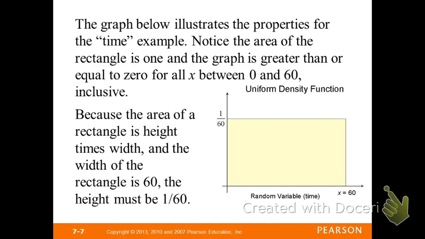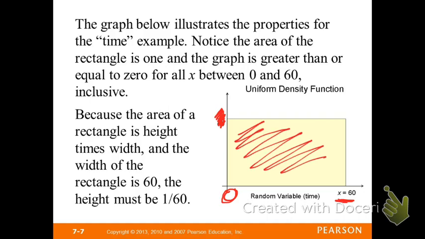Okay, so the graph below illustrates properties for the time, the one we were looking at for the parcel service. So let me sketch this for you here. So we know that x can range from 0 to 60, okay? Note the area of the rectangle is 1. So when you're dealing with the PDF function, the total area under the curve, or in this case, a rectangle, is 1. And the graph is greater than or equal to 0 for all x between 0 and 60 inclusive.